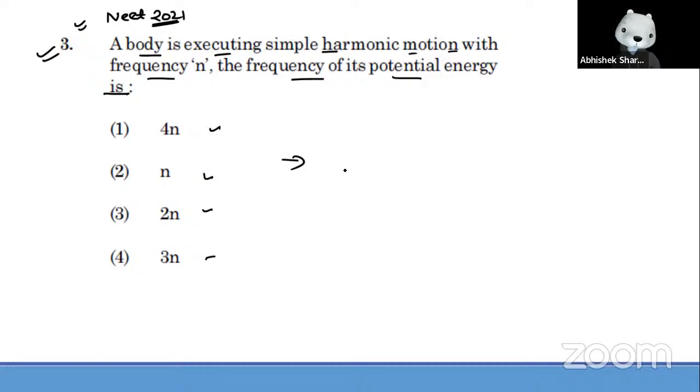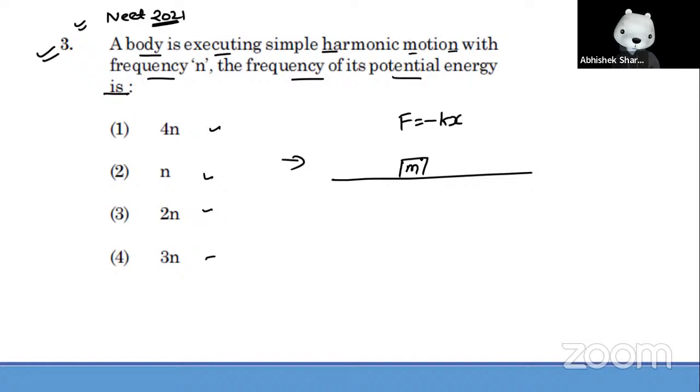So see, we know this thing. Suppose on a surface we are having a block present there of mass m. So we know this block will execute simple harmonic motion. What will this block do? This block will execute simple harmonic motion under the force which is minus kx. The force is this, minus kx.